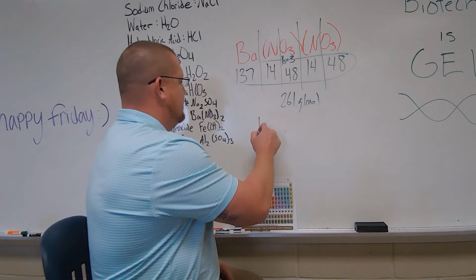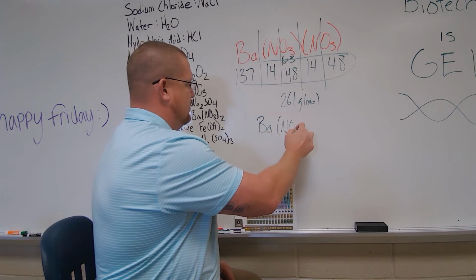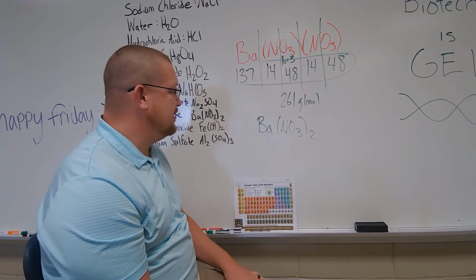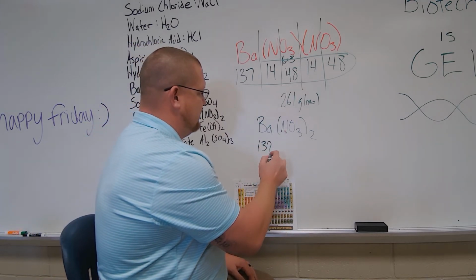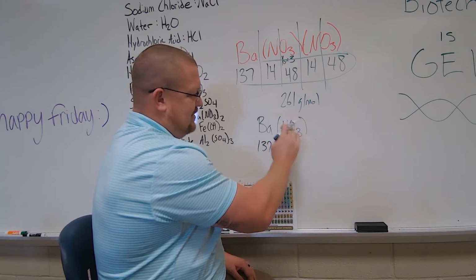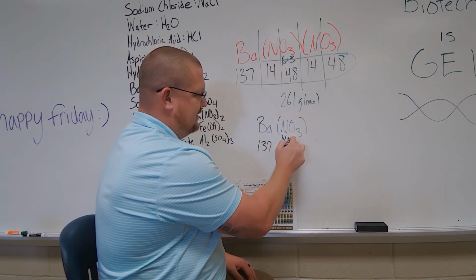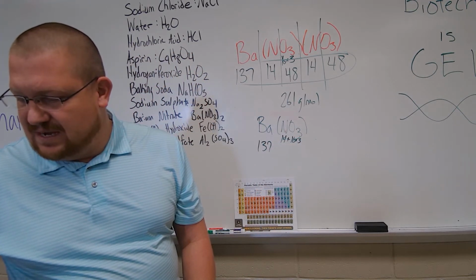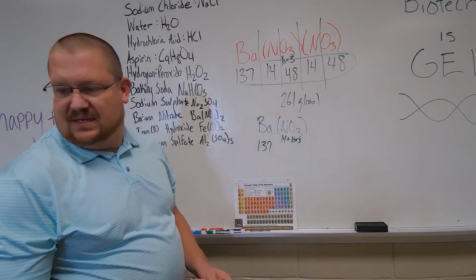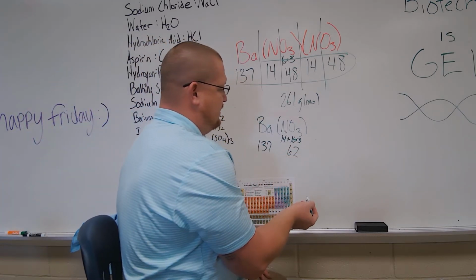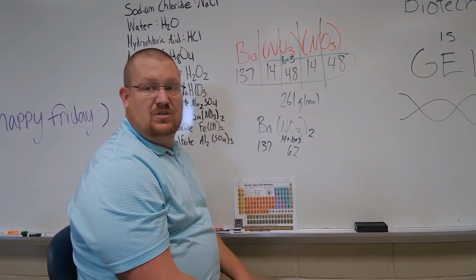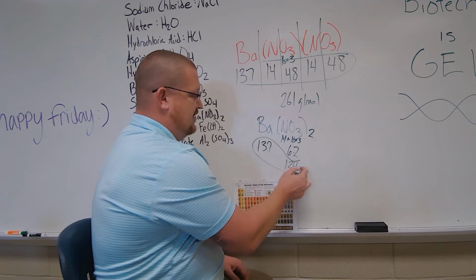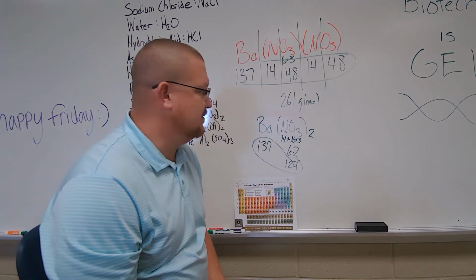Otherwise we'd have to distribute. The other way, I would remember that you could do this, is also, you don't have to deal with the distributing. All right, well, barium is 137. And then you look at this in the parentheses, all right? So that's 14 plus 16 times 3, right? So that's 62. All right, so you know there's 2 of them. So you can do 2 times 62, which is 124, and then just add those together, right? You should still get the same answer.